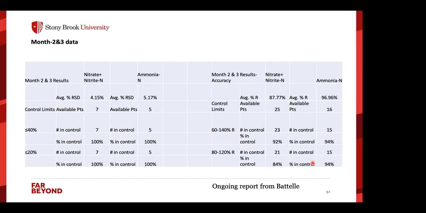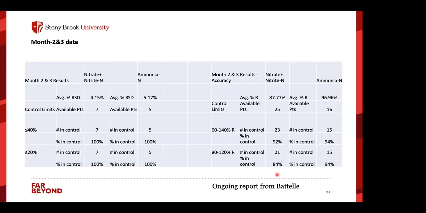I don't want to say worse, but compared with month 1, the recovery of nitrate and nitrite is down to 88%, and ammonium is still 97%. Ammonium looks very good. From these 2 months, a total of 25 samples were collected for lab testing. We have 23 in the 40% error control range, and 21 in the 20% control range. So we are still good.